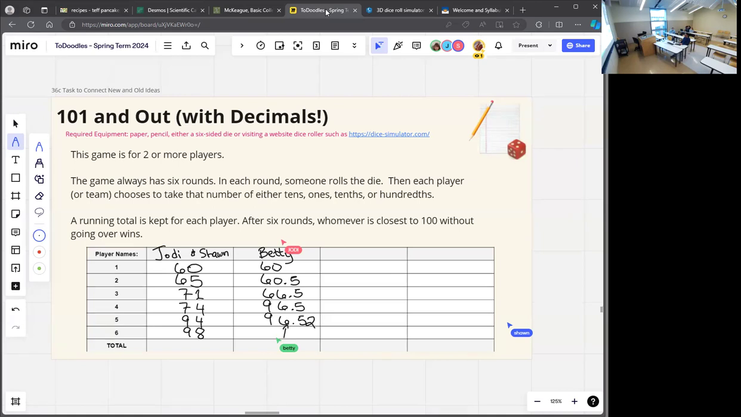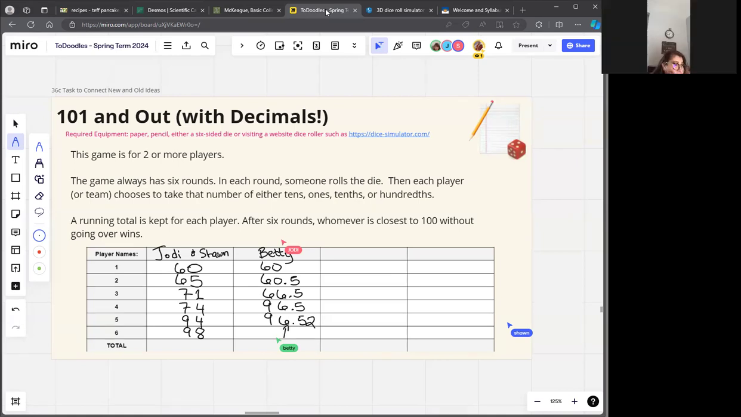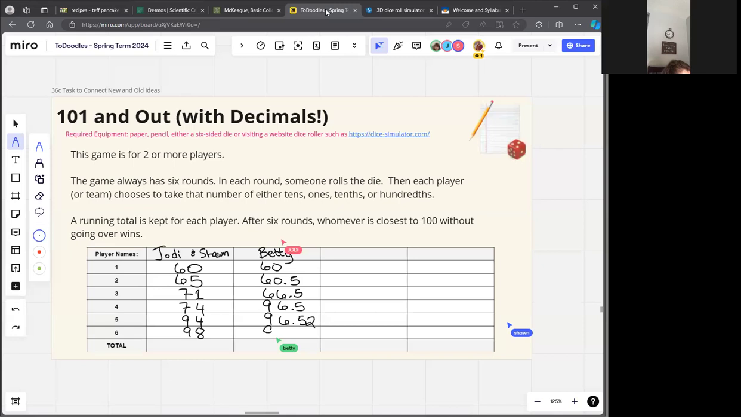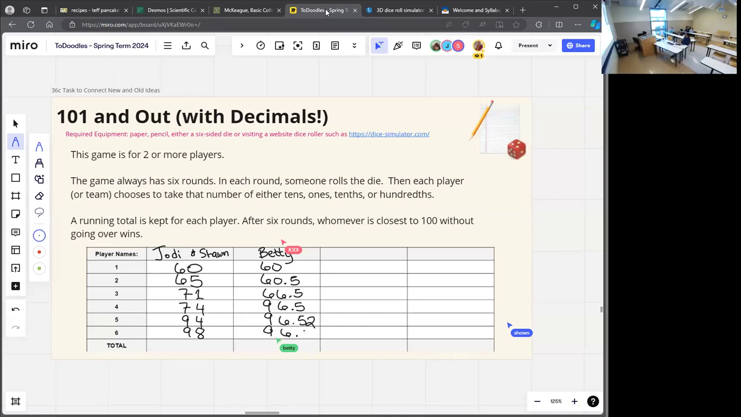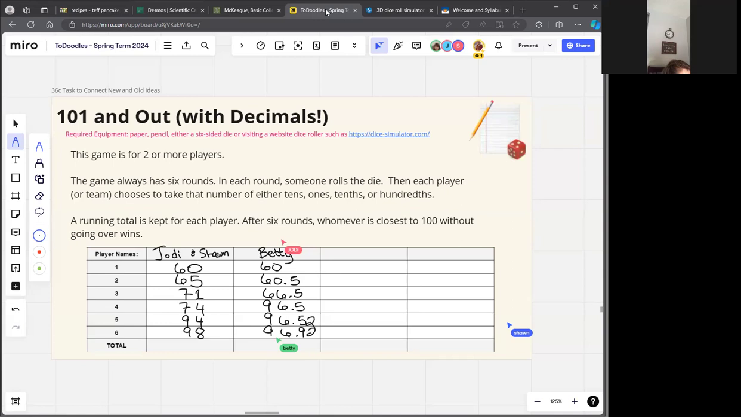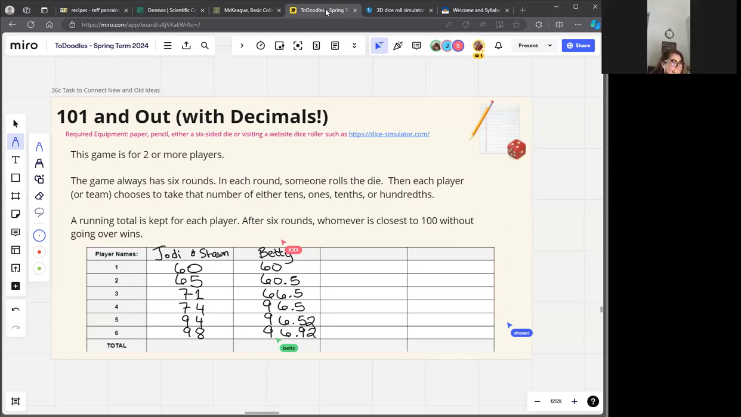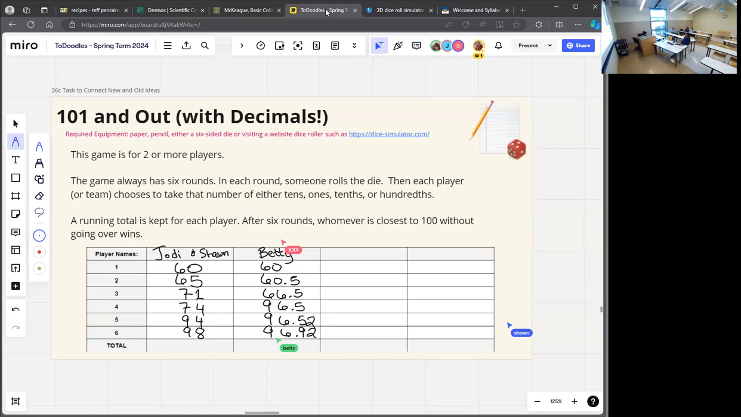Can Betty put it here? Yes, please. Oh, because then you get 100.52. You'd just be a little bit too big. So the highest you can do is put it here in the ones. Right, so they got lucky and snuck ahead right at the end. Okay. It's a fun game. It's a math game.